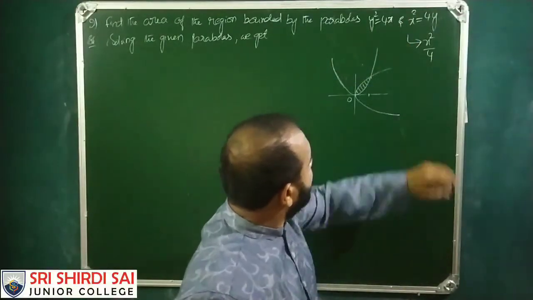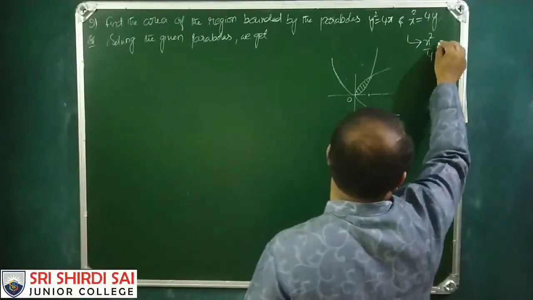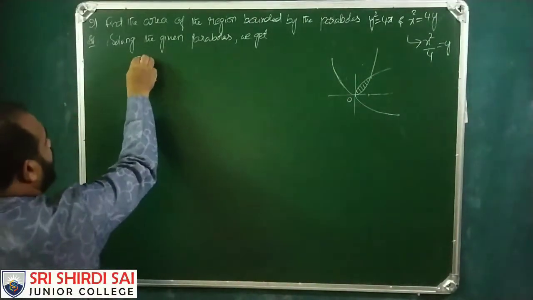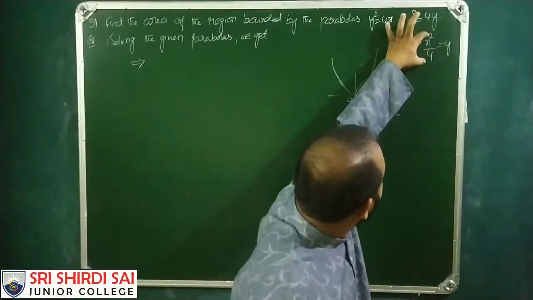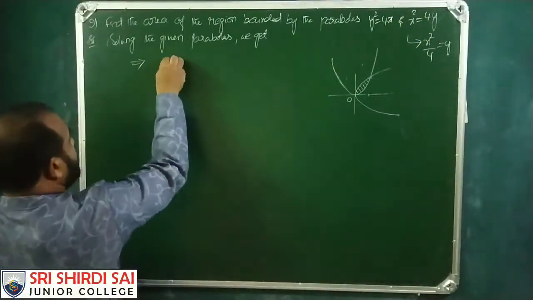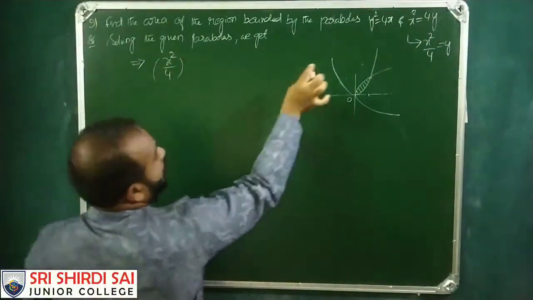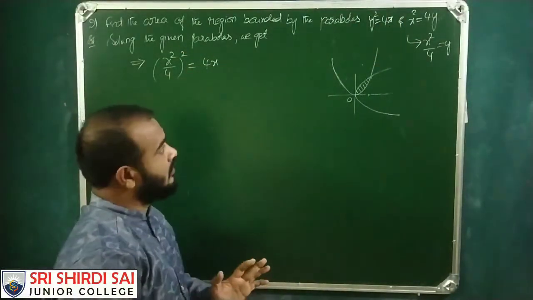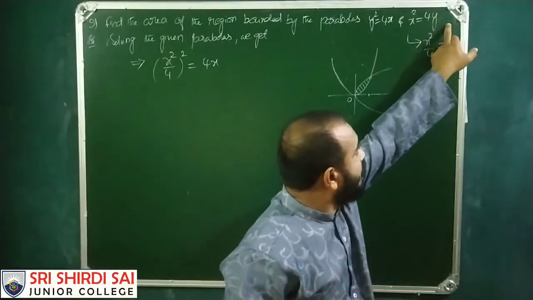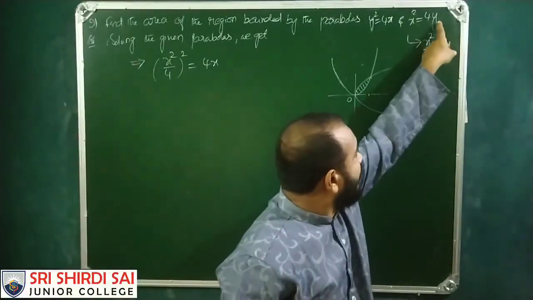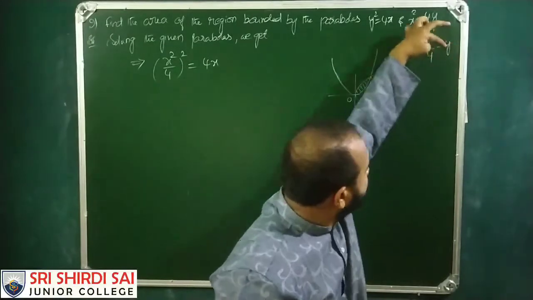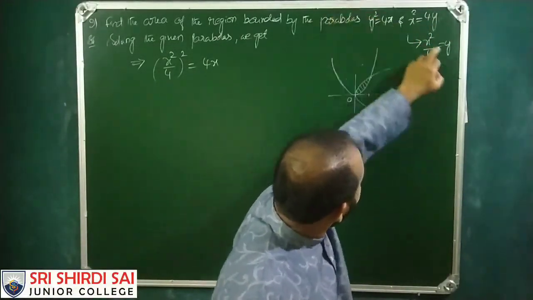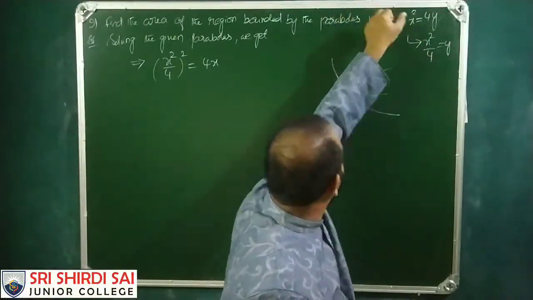So y square equals 4x. What is y? X square by 4, whole square is equal to 4x. Hope you get it. Again I am telling you, x square equals 4y, so y is equal to x square by 4. I am substituting this in y square equals 4x. What is y? X square by 4 whole square equals 4x.